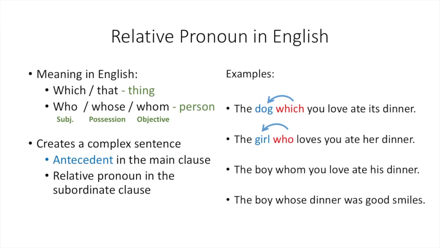In the next two sentences, it's your turn to find the relative pronoun and antecedent, and then you can check your work. So pause the video. You're right if you said whom and whose are the relative pronoun and the boy is the antecedent in both sentences, actually. Now we're ready to look at the relative pronoun in Latin.